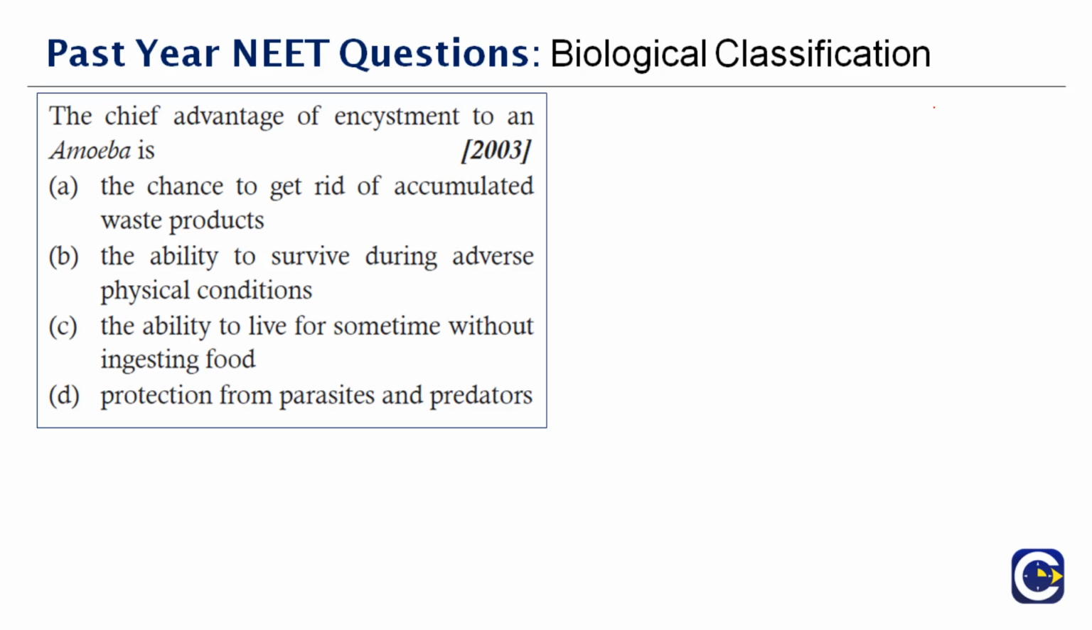The chief advantage of encystment to an amoeba is dash. So what is encystment? First we'll discuss that. Encystment can be defined as the process by which many organisms adopt the dormant and highly resistant stage of the cyst. If you have studied the protozoans, there are 2 stages of infection. Sometimes certain organisms are infectious in their cyst stage, or sometimes in their flagella stage. Now this encystment is actually an advantage for an organism.